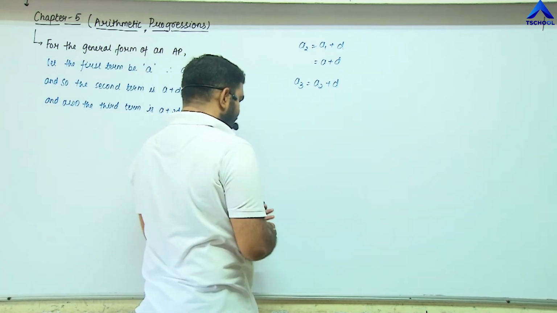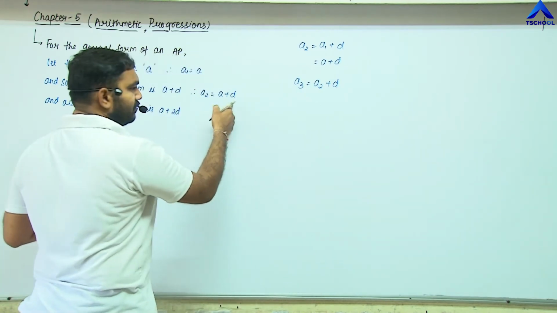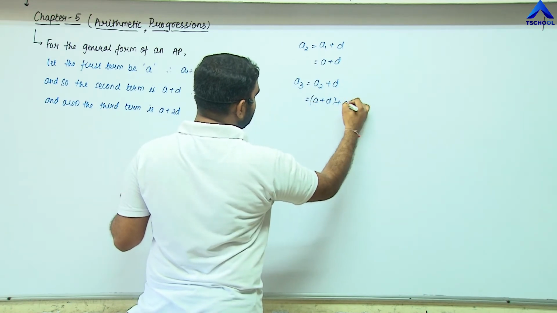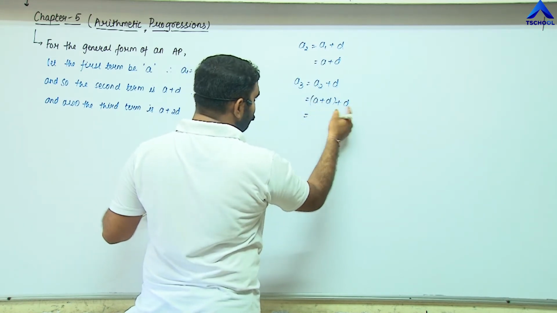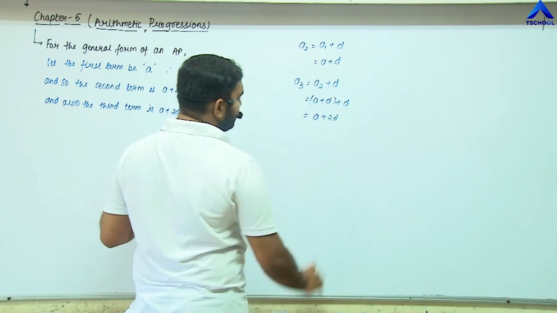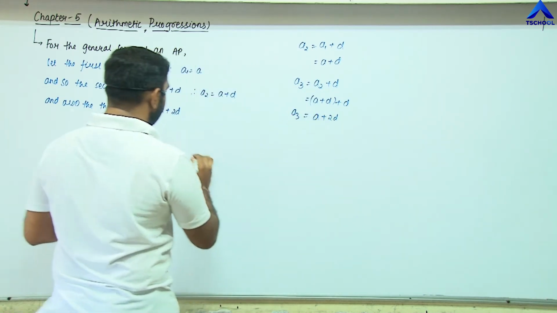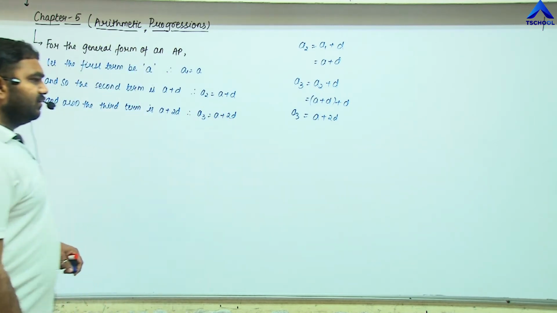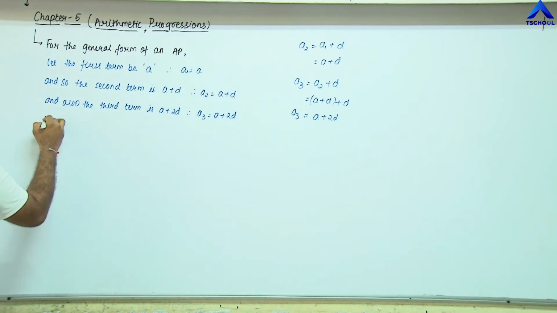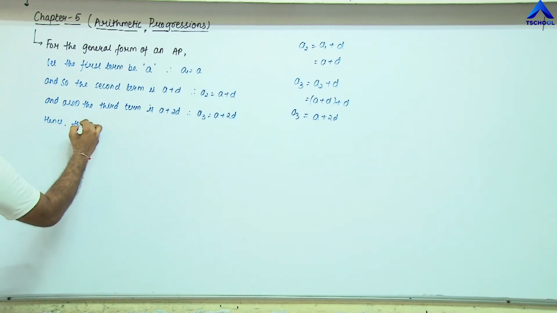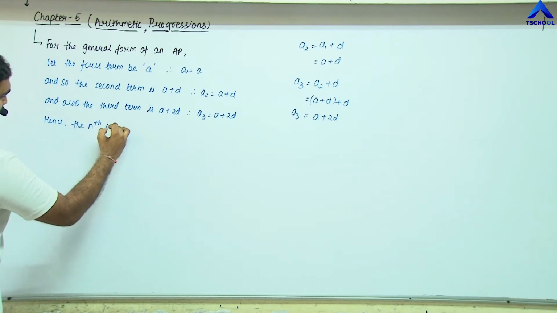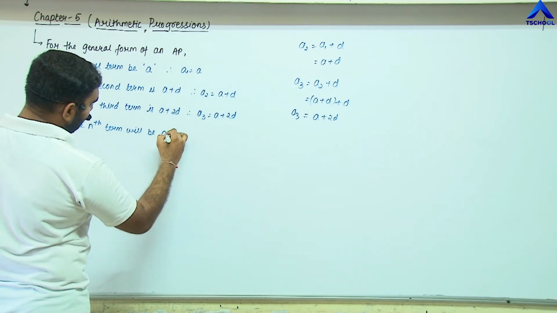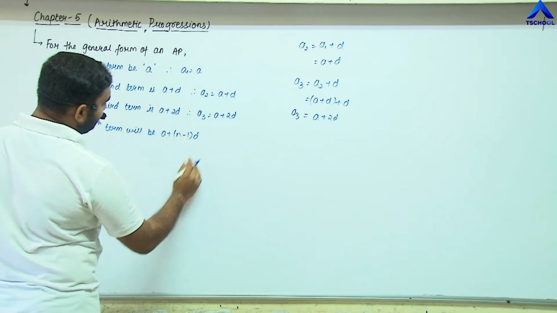So A3 equals to A2 plus D. What is A2 here? A plus D. So that is A plus D plus D, and for the remaining part, D plus D is 2D. So A plus 2D will give you the third term. Therefore A3 equals to A plus 2D. Similarly, hence the nth term will be A plus n minus 1 D.